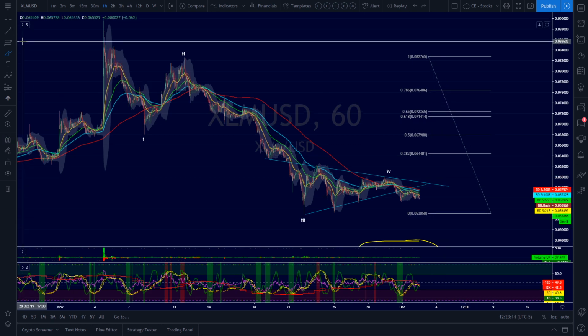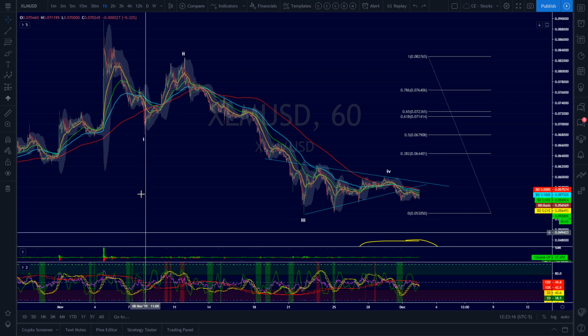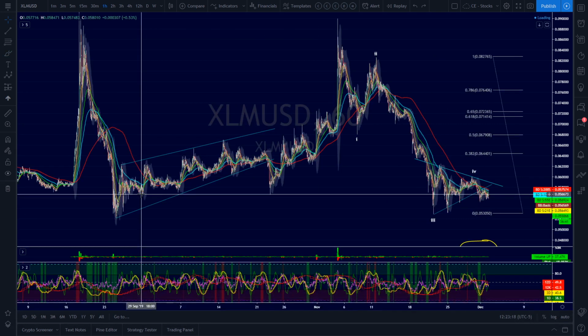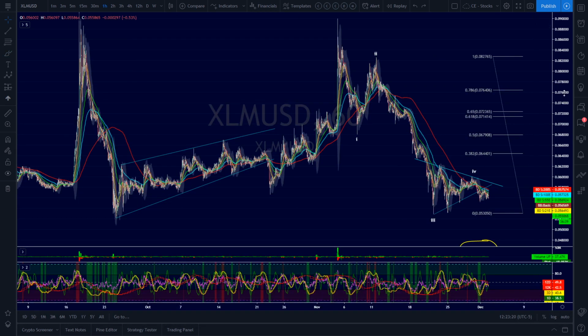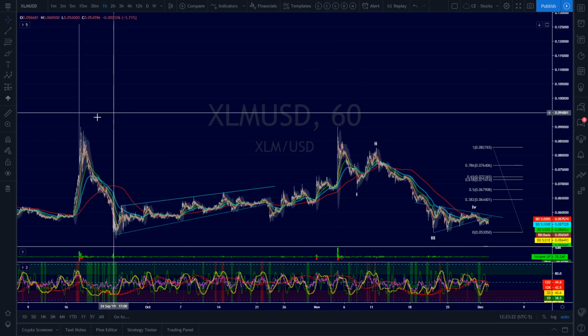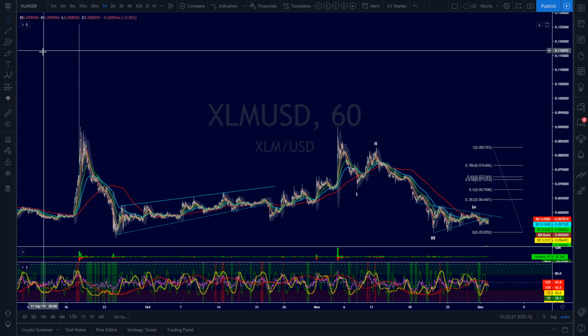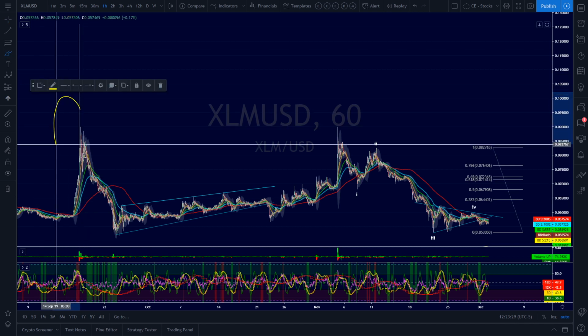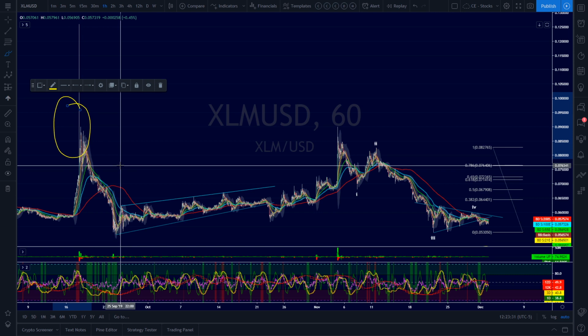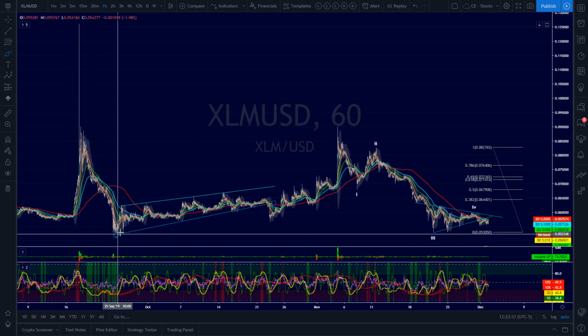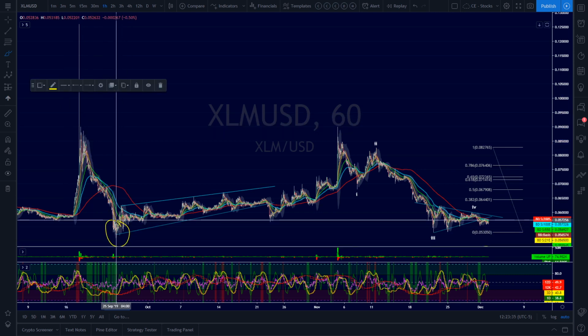Something that a lot of people aren't a real big fan of is the fact that Lumens had this crazy spike. If you were on Coinbase, it spiked all the way up to 12.5 cents or so. And if you were on the Discord, we were kind of taking advantage of this as it was occurring. But nonetheless, we fully retraced that and then some. This is the then some down here.